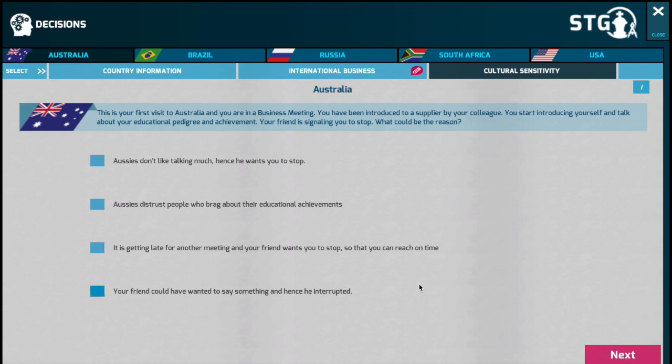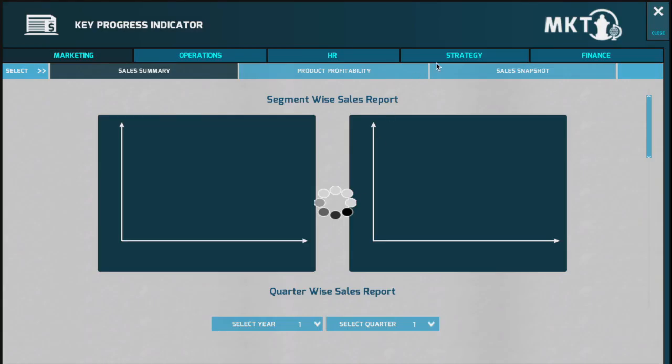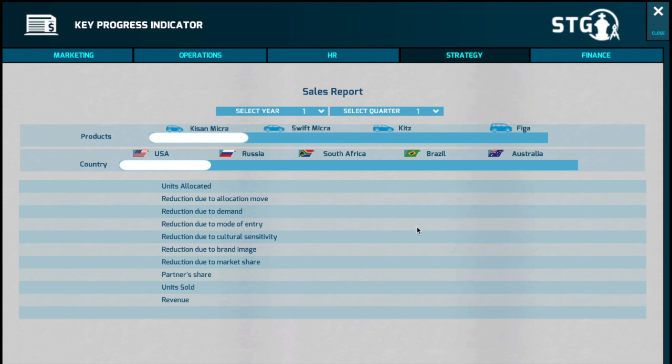Once you have answered all these questions and having submitted your decision, you could actually look at the overall performance by clicking on the performance tab and clicking on the strategy tab to understand the amount of sales that you have made and the revenue that you have secured.